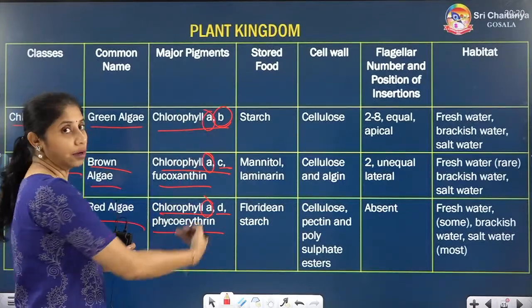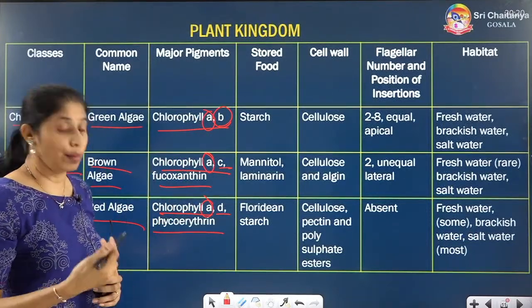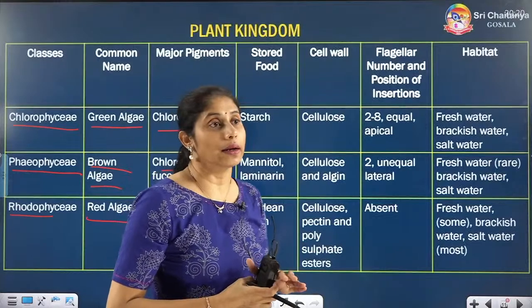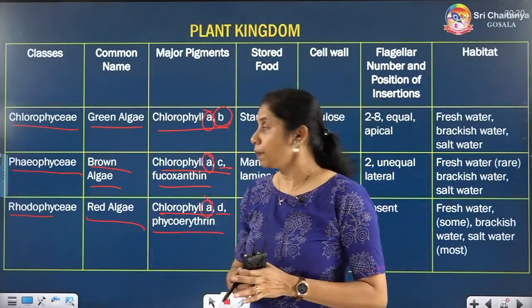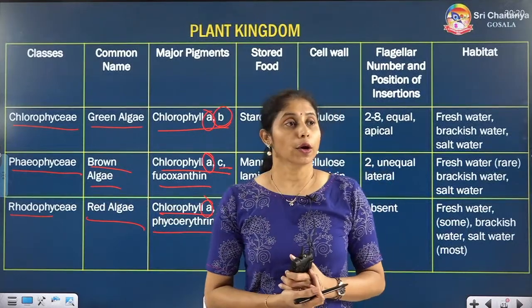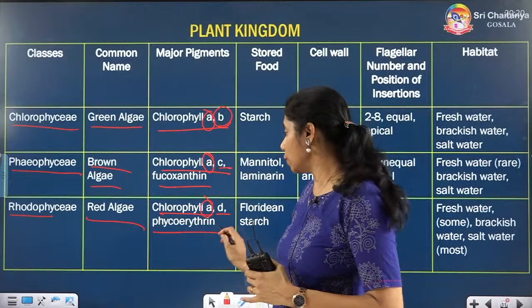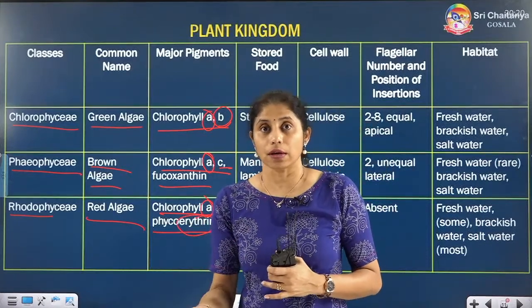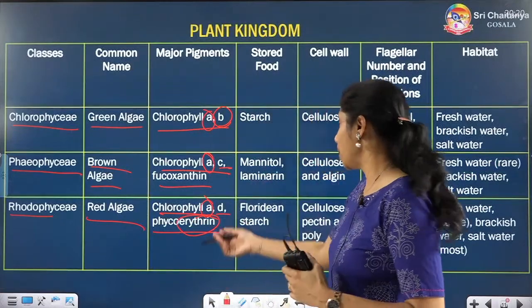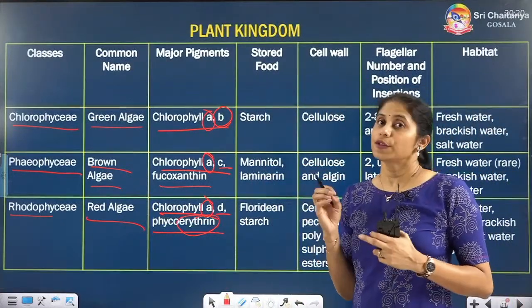So you have to learn which pigments are there. In green algae chlorophyll A and B are there, in brown algae chlorophyll A, C and fucoxanthin are there. Three pigments are there: A, C, fucoxanthin. And then in red algae chlorophyll A, D and then you have the phycoerythrin which gives them the red color. The erythrin means erythrocyte, RBC, red color. So that kind of pigments are present. Next, I told you already food is stored in the form of starch.